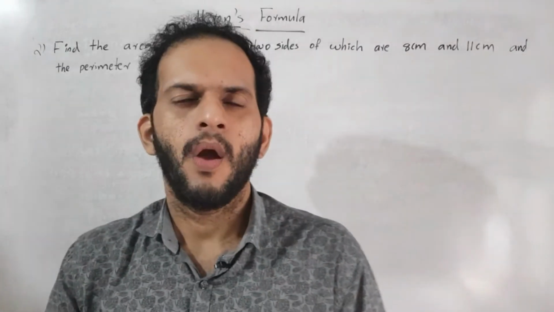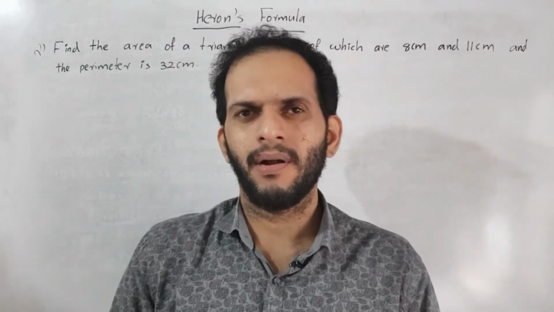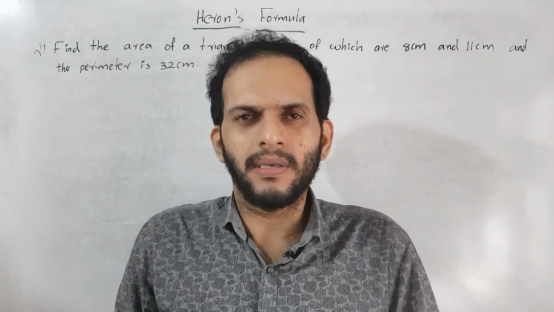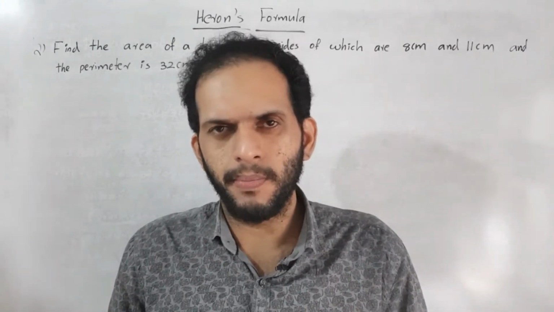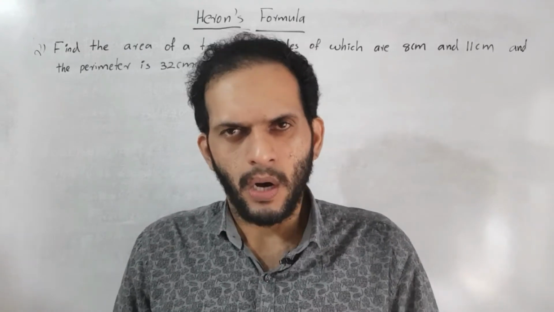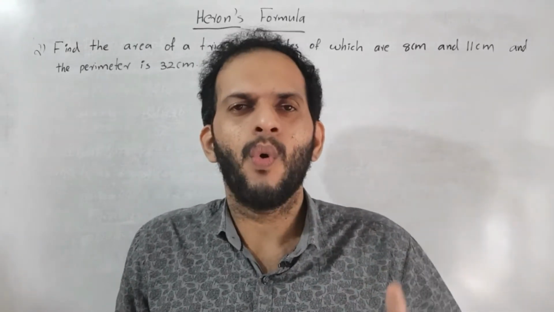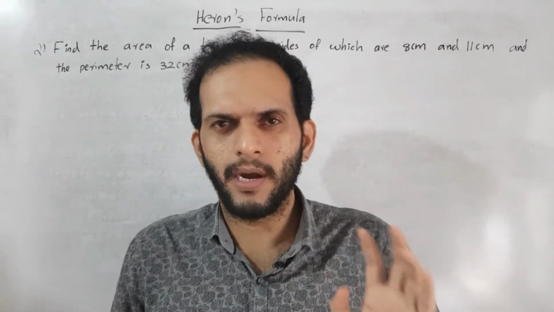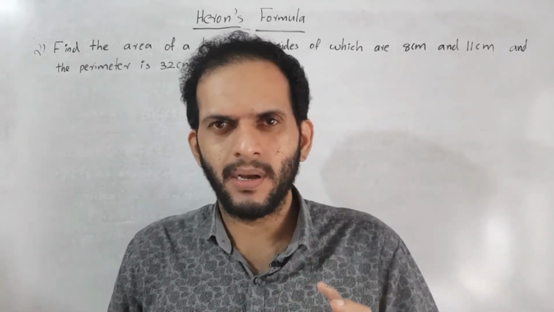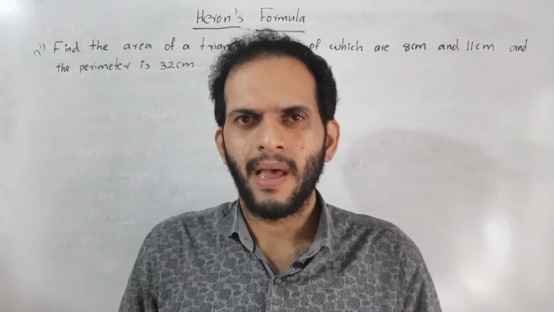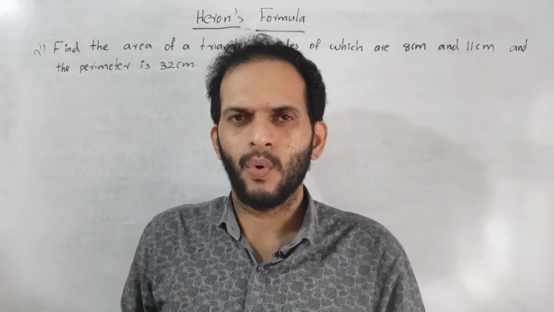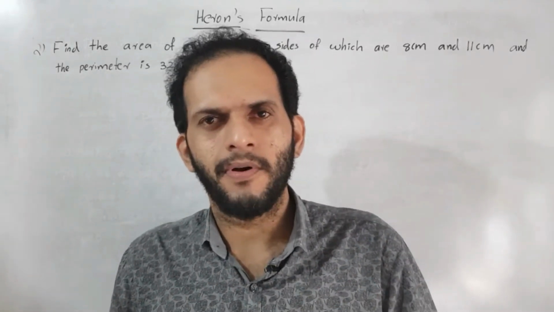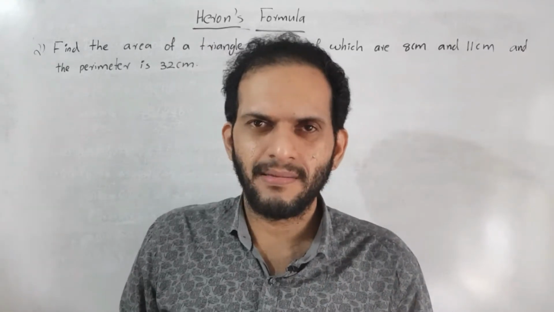Okay. Here the third side measurement is not given. Instead of that, the perimeter is given. So how do we apply it? We know the idea about perimeter: the perimeter is the sum of the three side measurements. Here two side measurements and the perimeter are given, so it is possible to find the third side. In this type of question, the first step is to find the third side measurement.